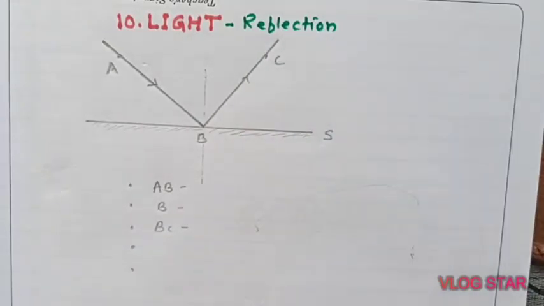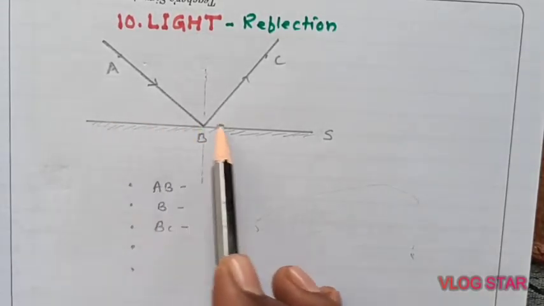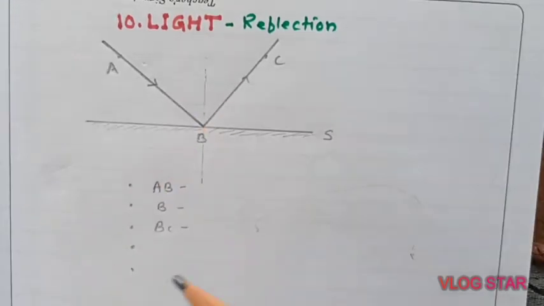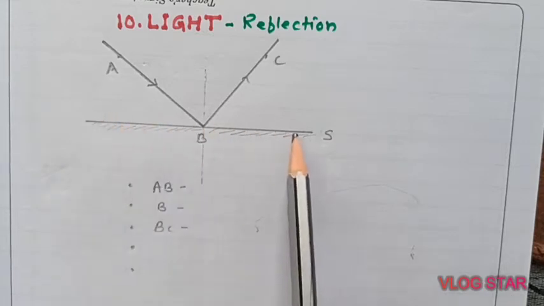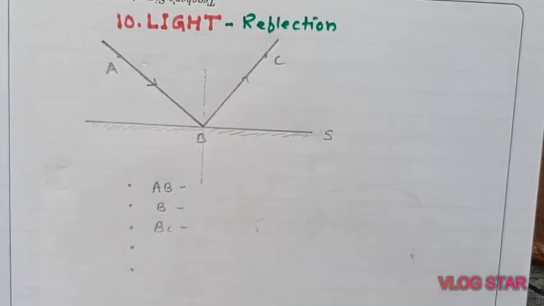First of all, we will discuss reflection on a plane surface. In this figure, I have taken one reflecting plane surface. Reflection, in simple language, is the bouncing back of light. So when light falls on this smooth surface, it will reflect back, bounce back. We should know how it bounces, in which direction it goes back.